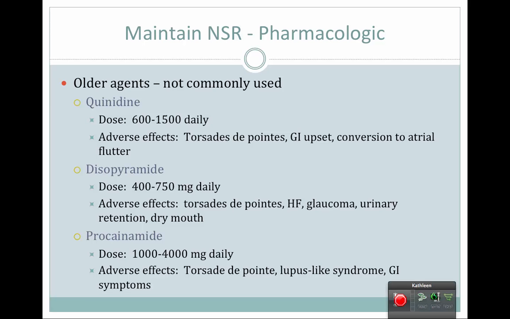Procainamide is really coming back. The dose is 1,000 to 4,000 milligrams daily, but again, this can cause also a lupus-like syndrome and GI symptoms. Procainamide used to be really popular about 25 years ago, and then it came off because of the prolonged QT, but it's back.